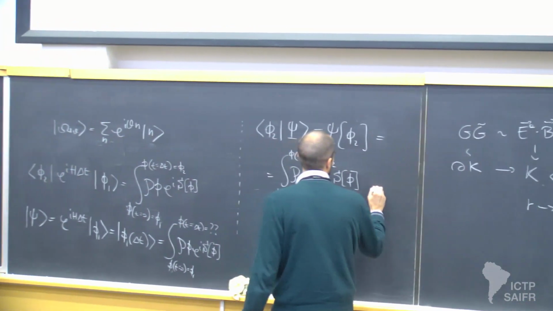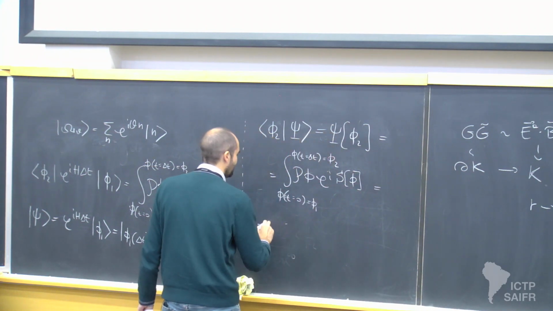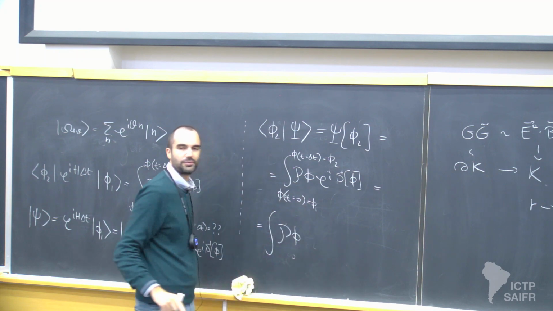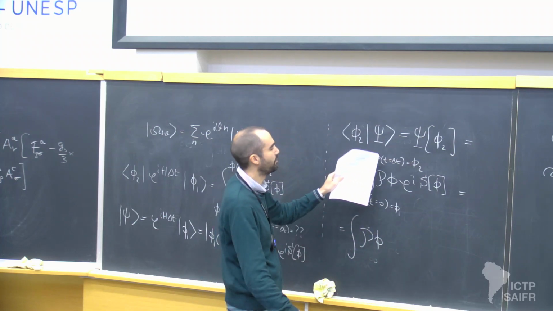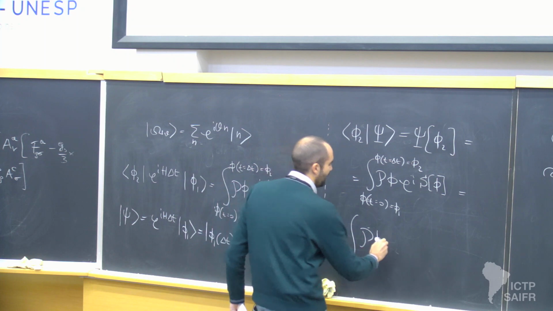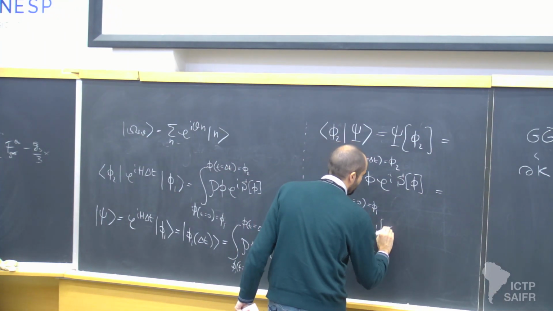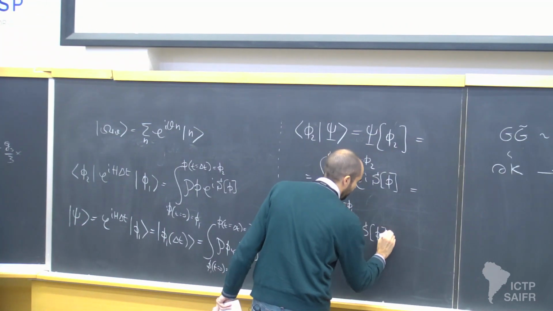Let's expand the action around some value of the field. I'm not going to rewrite the boundary conditions because it just clutters the notation, but you have to assume that I'm always assuming some boundary conditions. So I can expand the action around some value of the field, okay?